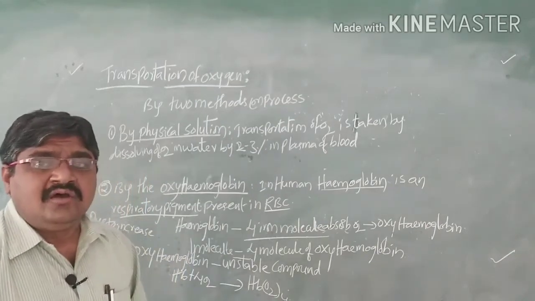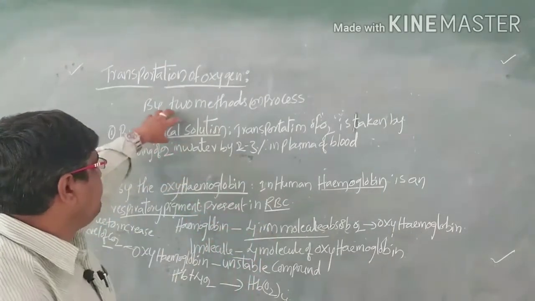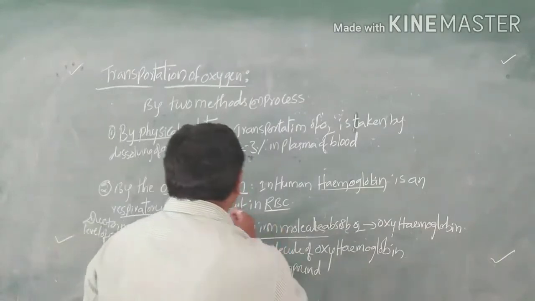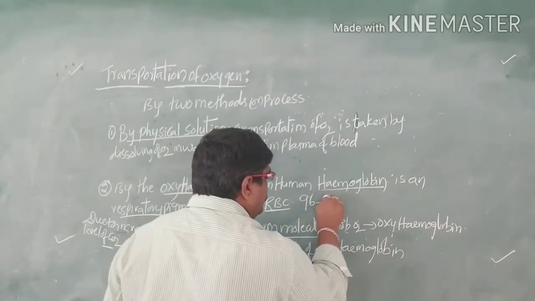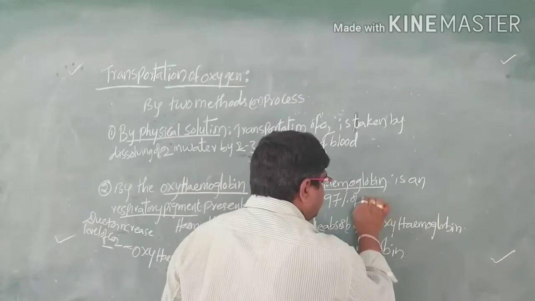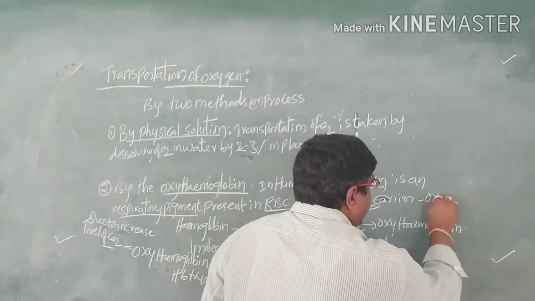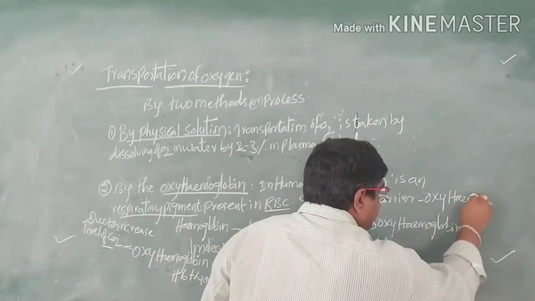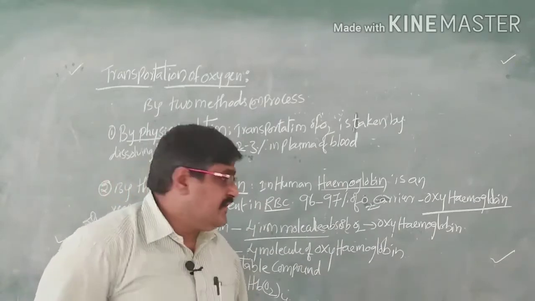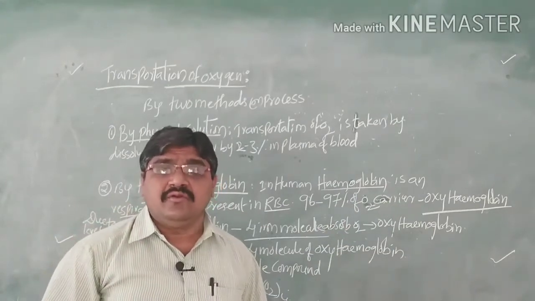This is how the transportation of oxygen takes place by 2 methods. One is in the form of a physical solution, that is 2 to 3%, and the other is oxyhemoglobin, where 96 to 97% of oxygen is carried in the form of oxyhemoglobin.